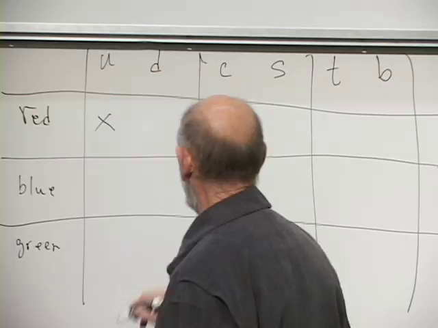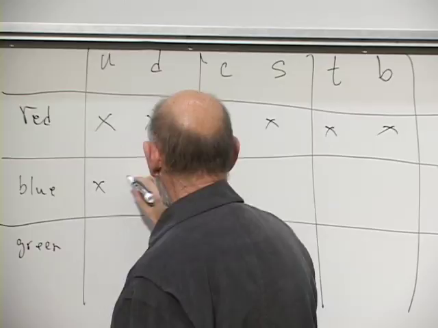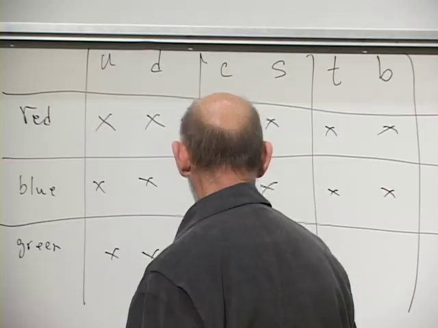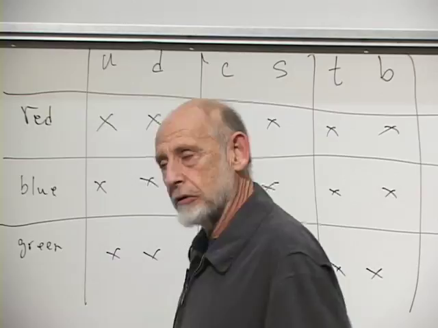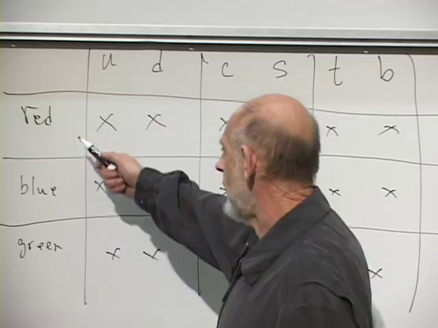There's an X here. There's an X here. There's an X here. X here. X here. And so forth. These X's represent all the possible quarks that exist. Now, quantum chromodynamics has to do with symmetries which connect red to green to blue. It has to do with these unitary transformations which mix up the colors of quarks.